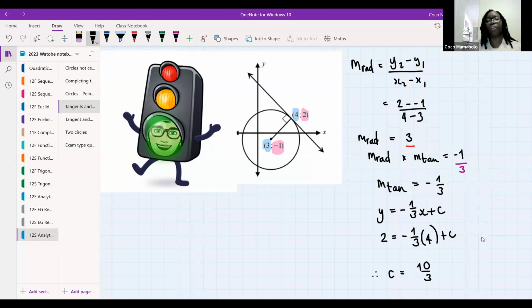All right. So what did your final equation for our tangent look like? Y is equal to? -1/3x plus 10/3. I could not be any prouder. Thank you so much, ma'am. Excellent. Well done.